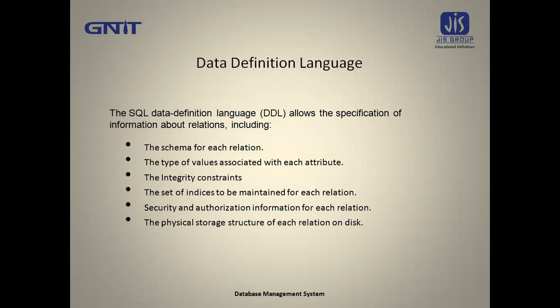So this is the data definition language. Just to recapitulate, the SQL data definition language allows the specification of information about relations, that means the tables, including the schema for each relation. You remember the schema. Schema is the logical structure of any relation. The types of values associated, that means the data type of each attribute. Integrity constraints, the set of indices to be maintained for each relation. Security and authorization, physical storage structure. So these are the things that you can manage through the DDL of SQL.